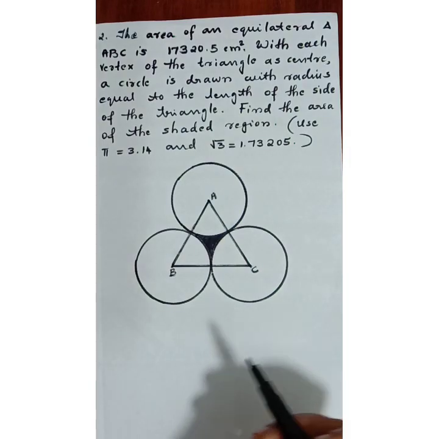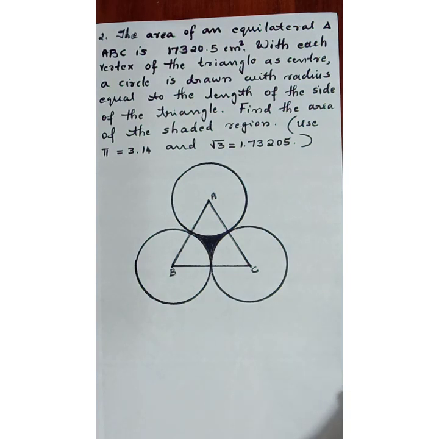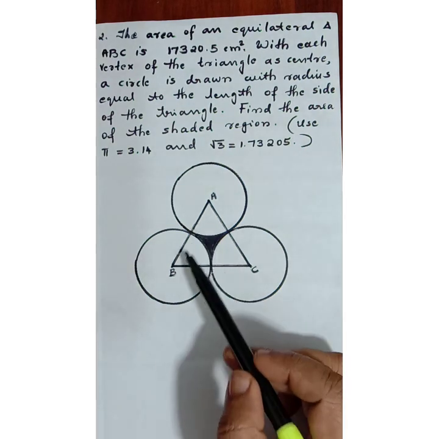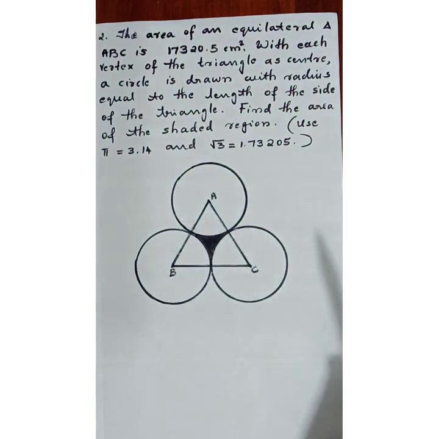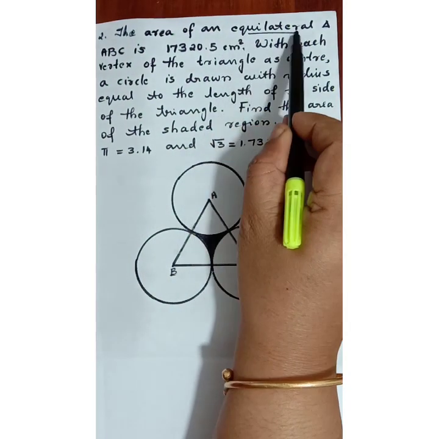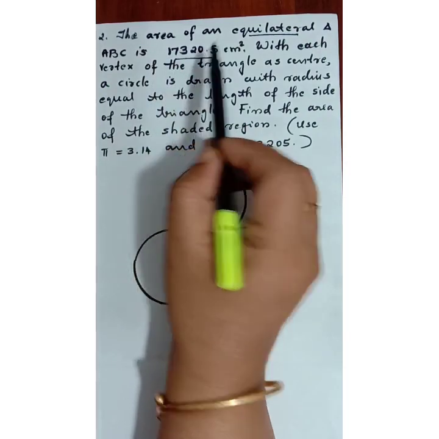Let us discuss the second question. The area of an equilateral triangle ABC is 17,320.5 cm square. So the area of the equilateral triangle ABC is given to us. It is written that it's an equilateral triangle and its area is given.